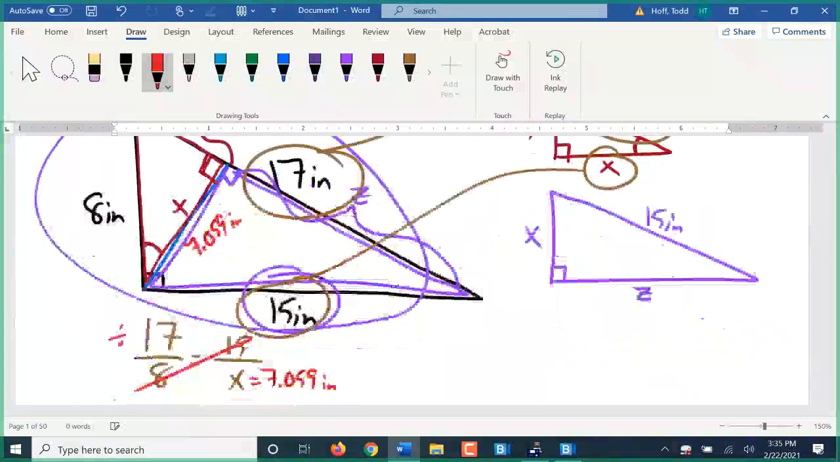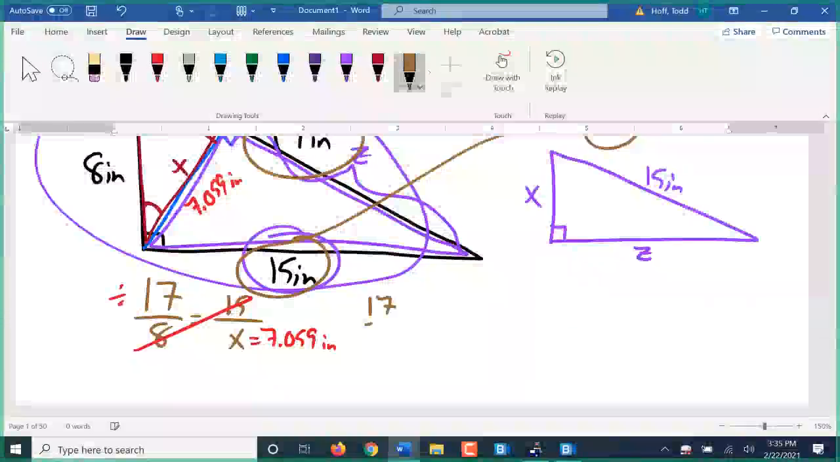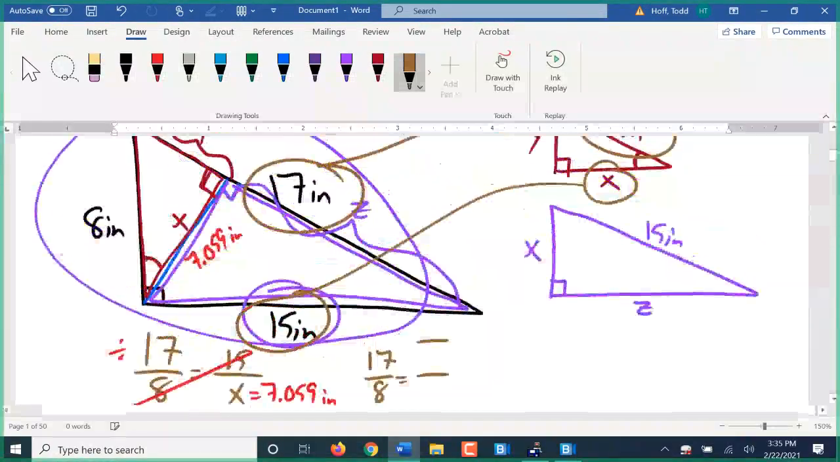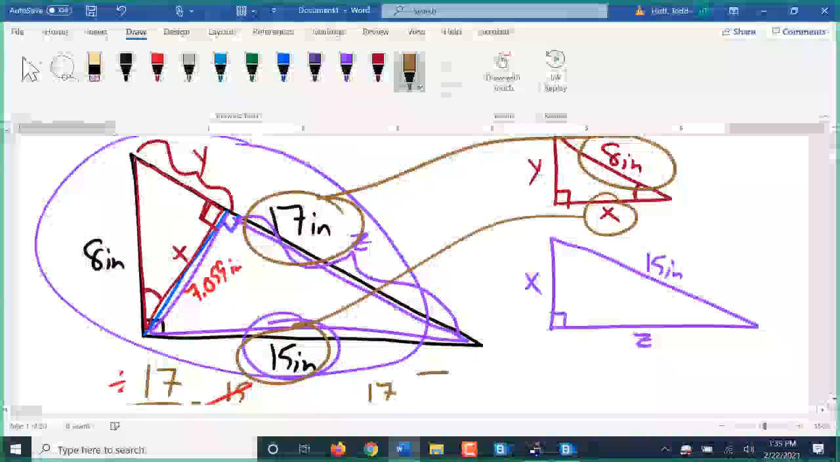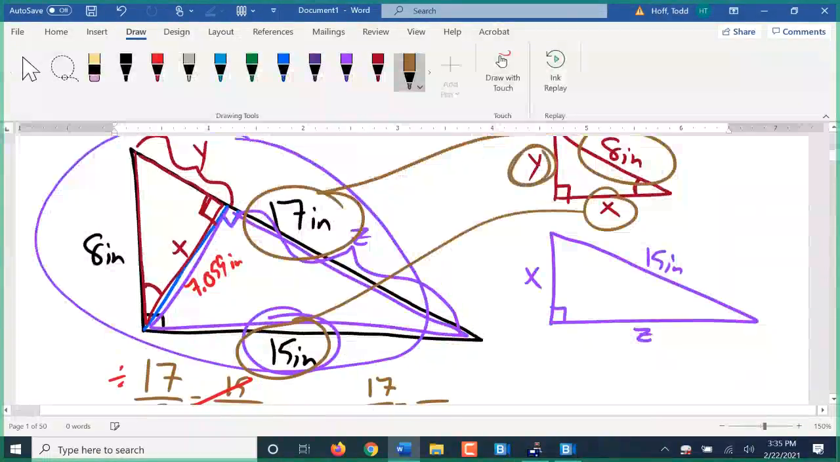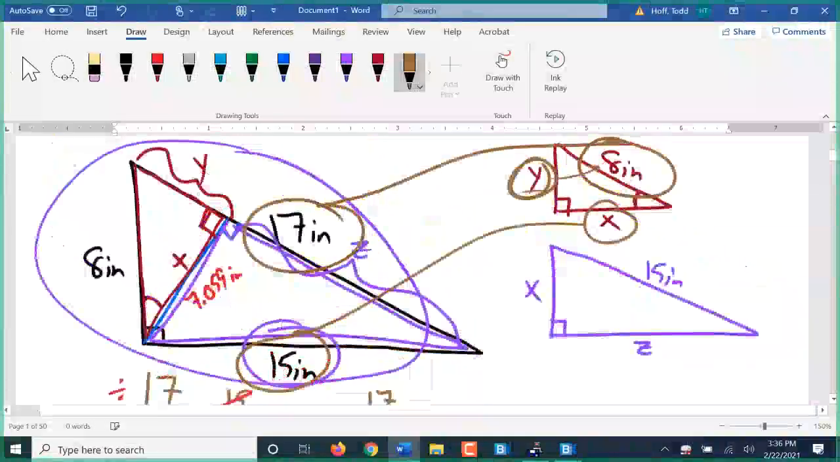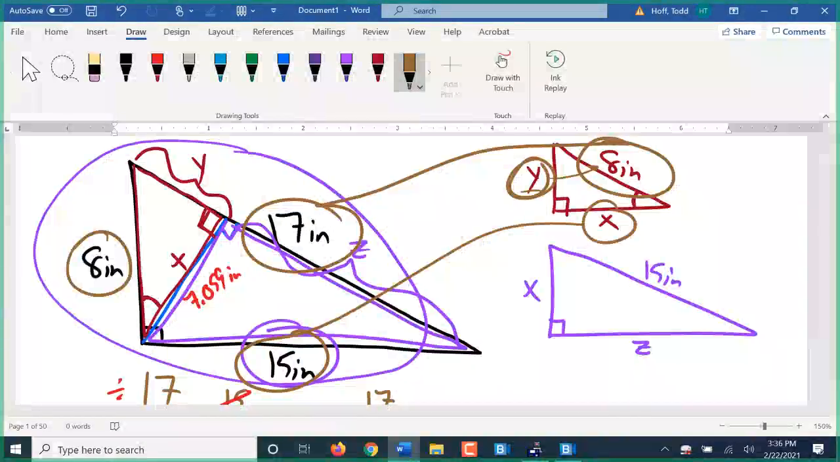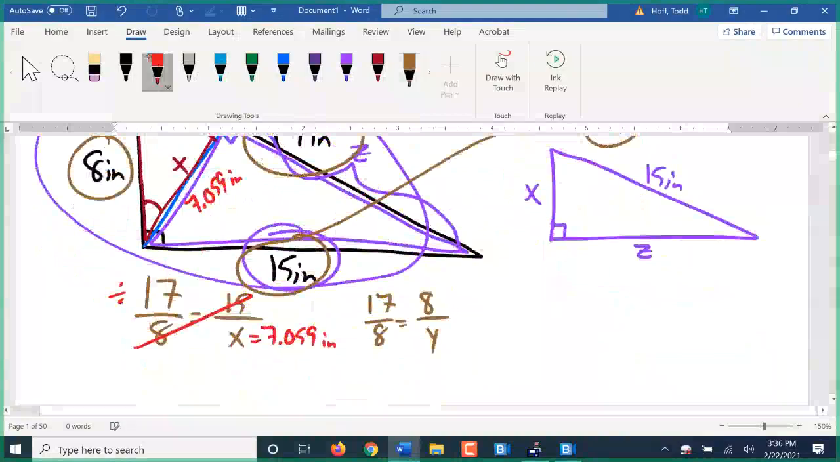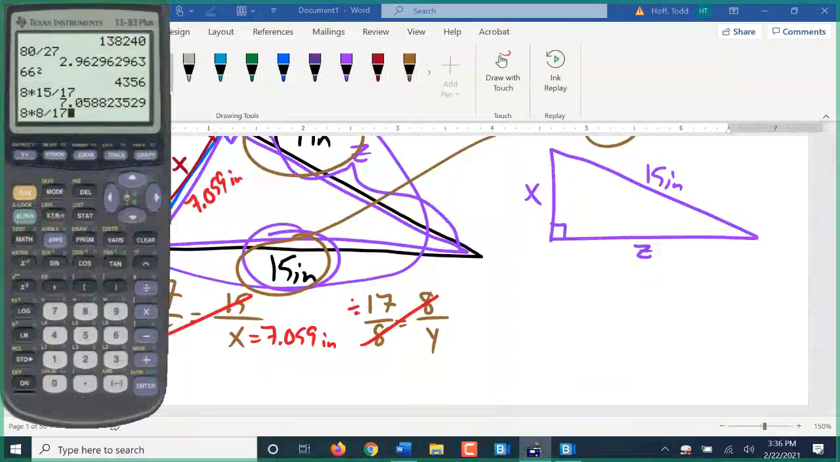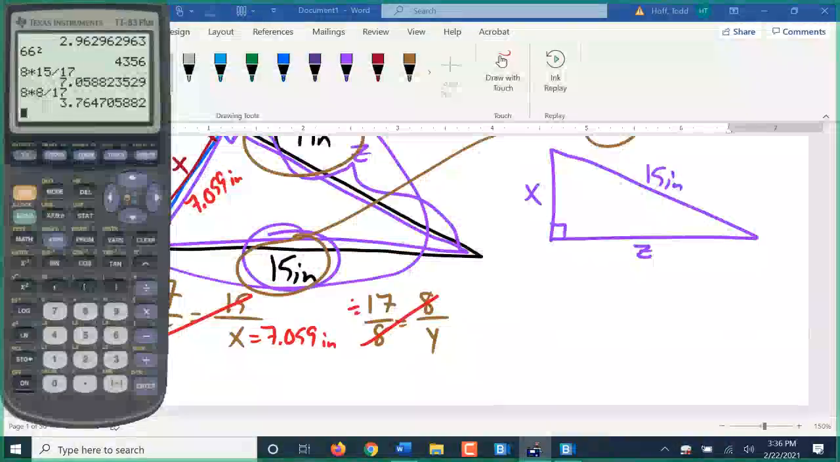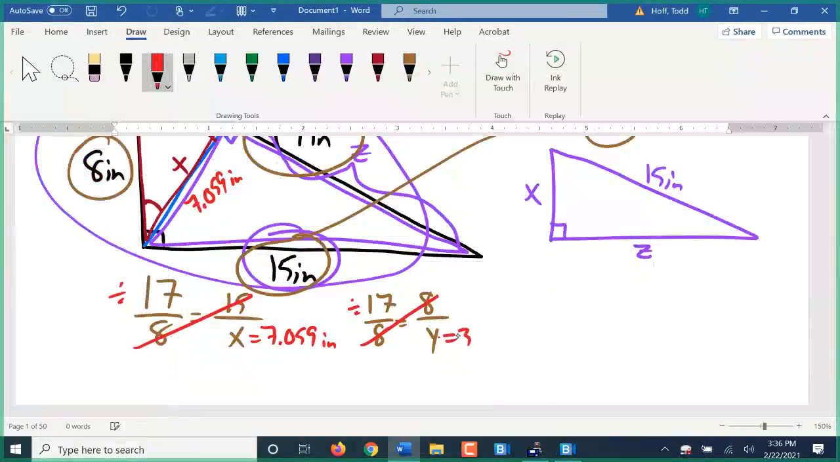Let's find y. We've still got 17 goes to 8. Does the y go with the 17 or the 8? Goes with the 8. The corresponding side from the other triangle would be the 8 from the other triangle, right? So we cross multiply and divide. We've got 8 times 8 divided by 17. Yep, so it's going to be like 3.764 or 765. So y is 3.765 here.